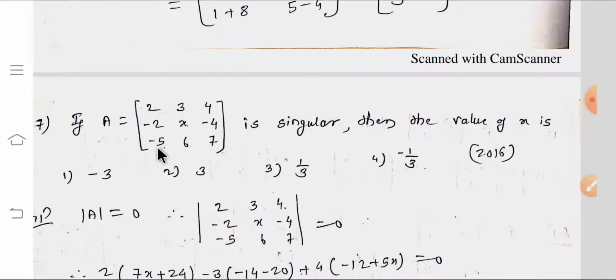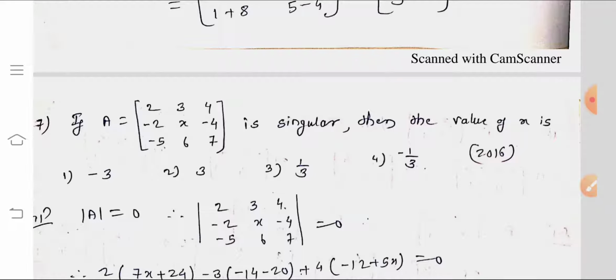Next question: suppose A is the matrix [2 3 -4; -2 x -4; -5 6 7] and it is singular. Then the value of x is: -3, 3 1/3, or -4 1/3. The four options are given. First we have to think about what is given: A is singular means determinant equals 0. So determinant of A equals 0.